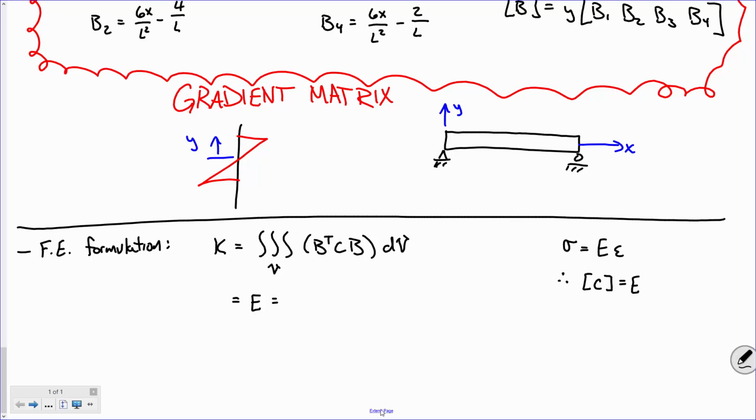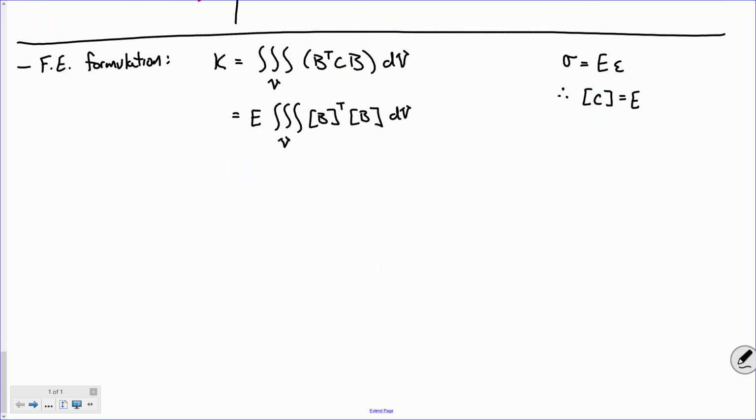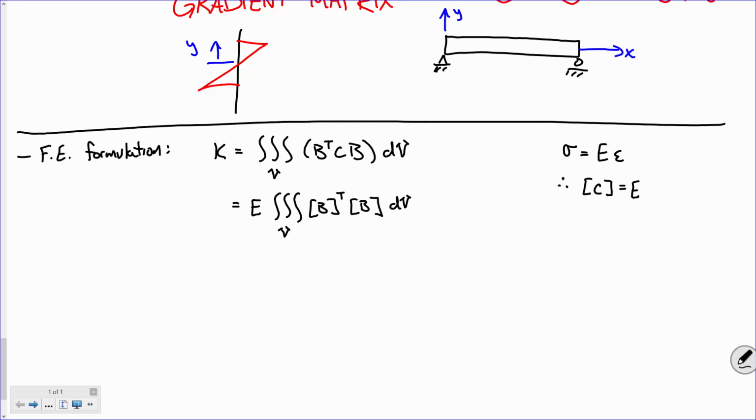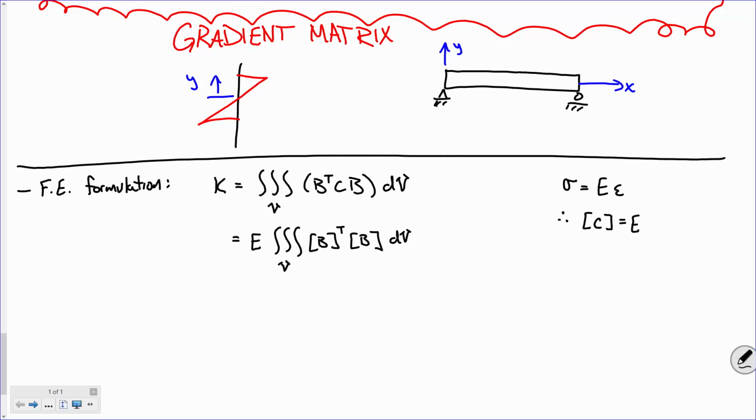Okay, now, I propose we can take this stiffness matrix formulation and pull that out, and we just have the triple integral over the volume, and maybe I should write my matrix brackets out. I have B transpose times B. Is that a fair statement? So far, so good. Everybody all right with this?